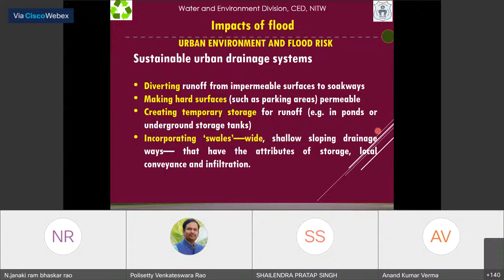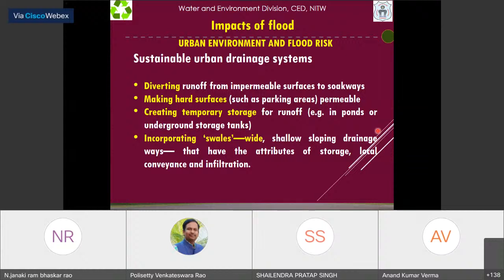Now, in order to handle such a bad situation, as we discussed, it is impossible to completely avoid the flood. I understand the problem and what it is likely to cause because of flood. Now, what do I have in my hand to manage the situation? I could do something called a sustainable urban drainage system.